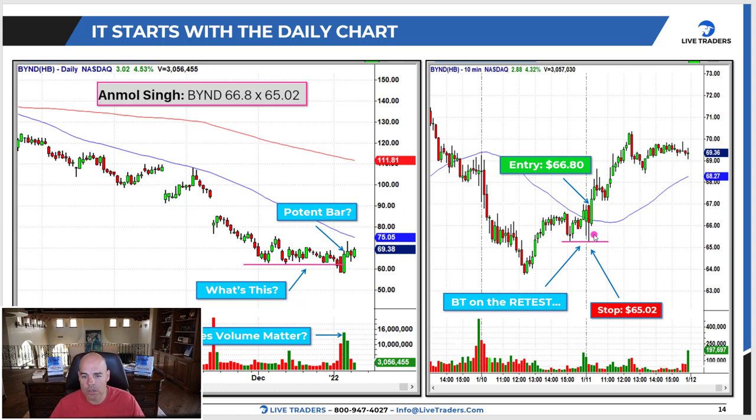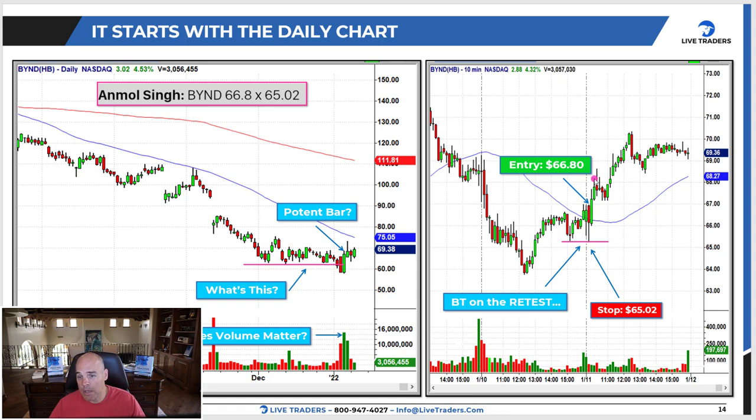It's a great approach. So bottoming tail on the retest, huge volume on the daily, engulfing bar, trend changing turnaround bar, blips below support, comes right back up. Stock goes higher, went up to 70 plus. Was this a monster home run? No. But it was a good trade.